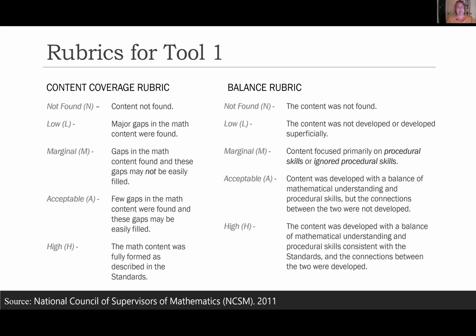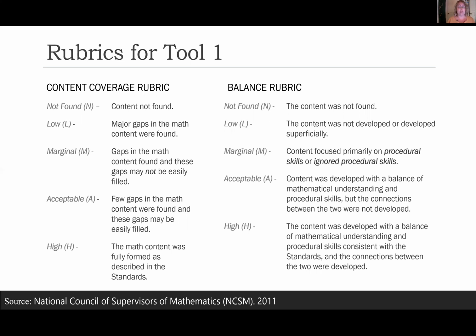For Tool 1 analysis, I first located the evidence of the standards in the curricular materials, noting the location by page numbers in the first column labeled chapter pages, beside the standards. I then recorded my judgments regarding the content coverage and balance rubrics.